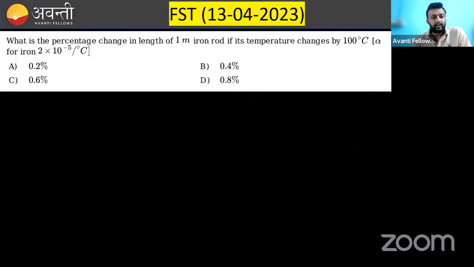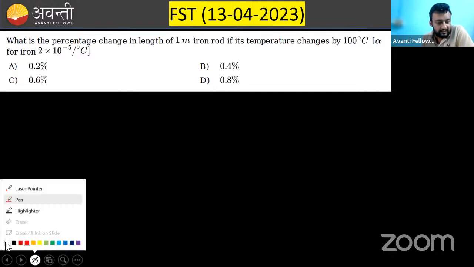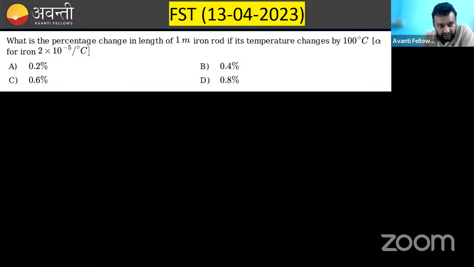Moving further. One more question, or two more questions, we can take here. What is the percentage change in the length of a 1 meter iron rod if its temperature changes by 100 degrees Celsius? Now, this is a question of thermal properties, or thermal expansion. Remember that change in length delta L is equal to alpha L delta T. I think you remember this relation.